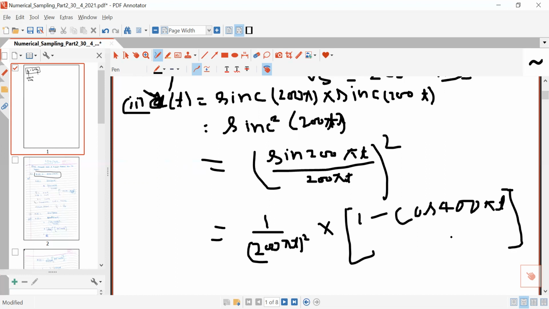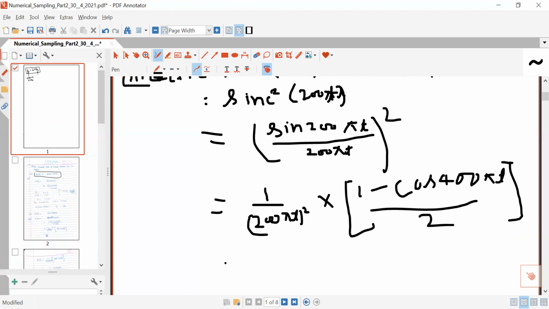Divided by 2. So this is the meaning of sine square 200 pi t. You can convert sine square 200 pi t in terms of cos using the basic concept of trigonometry. So you can see in this example, this signal has two components. One is constant, another is cosine term.